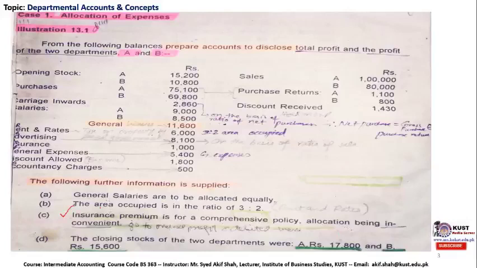So we have to assign this insurance premium, which is 1,000 rupees, at the end of the profit and loss and trading account. Finally, we have the data regarding the closing stocks of two departments: for A it is 17,800 and for B it is 15,600. And the question asks us to allocate the expenses properly. Another way around, we are required to make trading and profit and loss accounts.